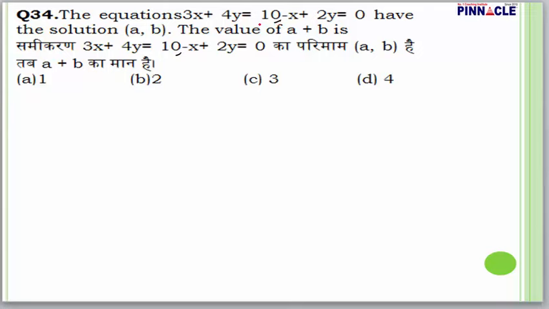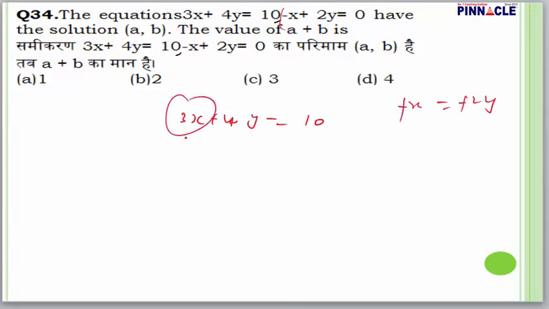The equation 3x plus 4y is equal to 10, and another equation is given, minus x plus 2y is equal to 0. Let the solution be (a, b). The value of a plus b we have to find. Now 3x plus 4y is equal to 10. From the second, write minus x is equal to minus 2y. In other words, x is equal to 2y.